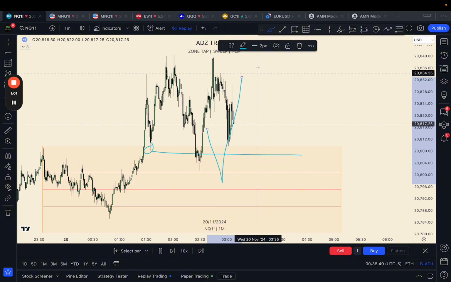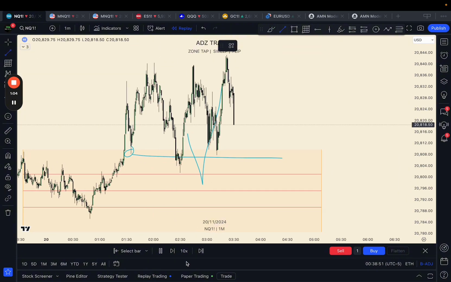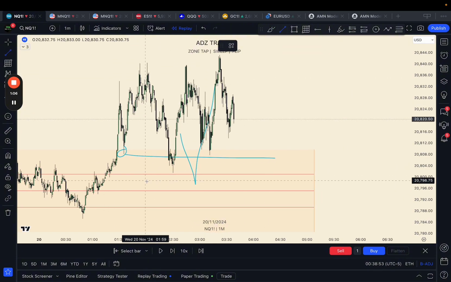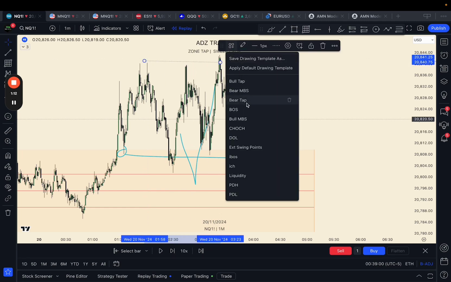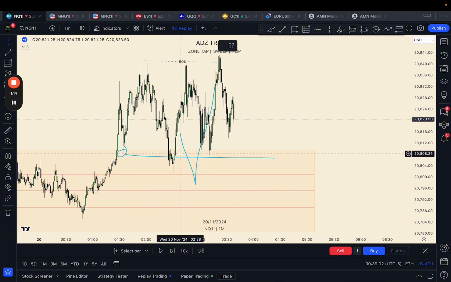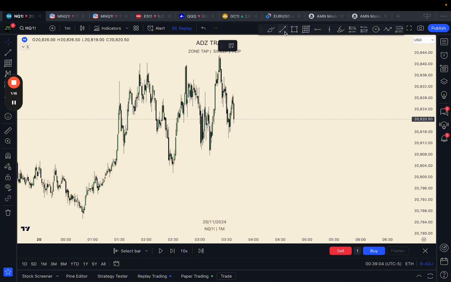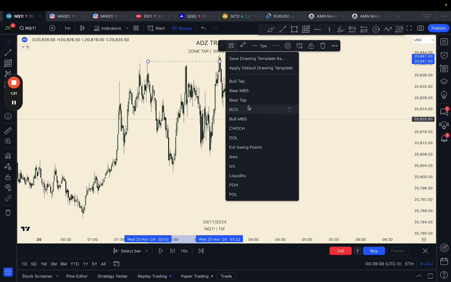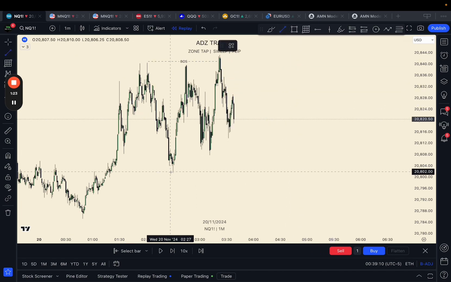Nice. Look at that. So we haven't quite cleared this high. Okay, there we have now. So we swept that liquidity and we created a new high. Perfect. Making that a break of structure to the upside. So now what do we have? Well, this is our break of structure to the upside. This is now our swing low.